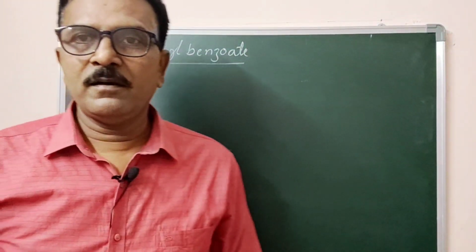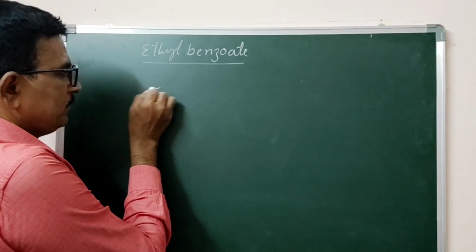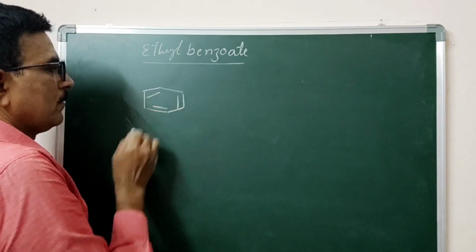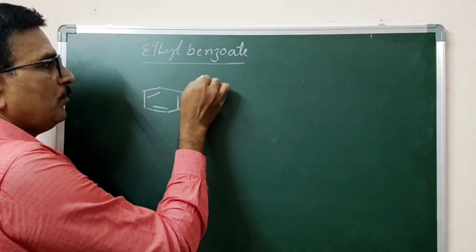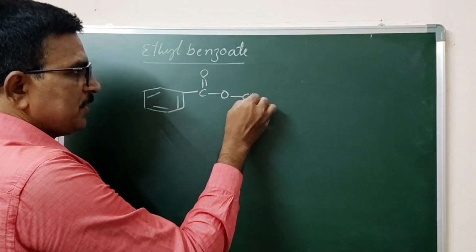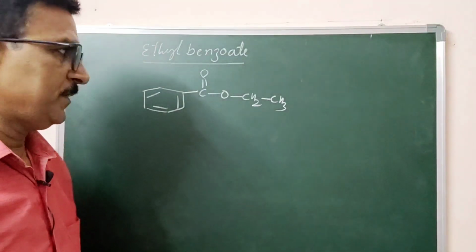The NMR spectrum for ethyl benzoate. Let us take its structure. COO, this is benzoic acid. You attach an ethyl group, it becomes ethyl benzoate.